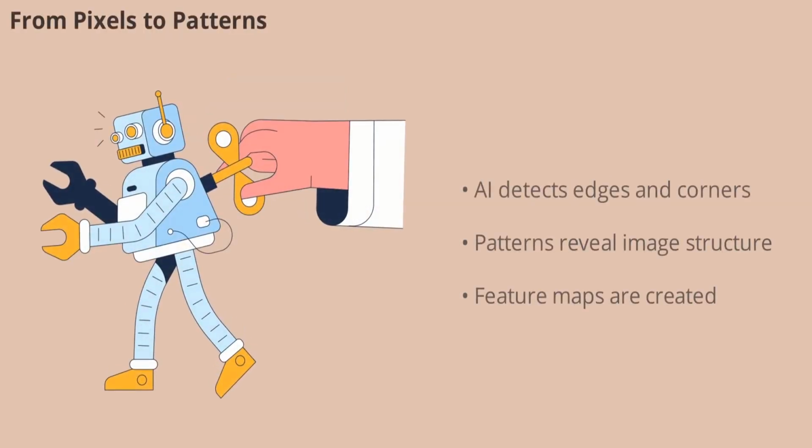Once the AI has the pixel grid, it begins searching for patterns. These patterns could be simple, like edges or corners, or more complex, like textures and shapes. The process starts with basic mathematical operations that highlight differences between neighboring pixels. For example, if there's a sharp change in color, it might indicate an edge. By detecting these changes, AI starts to build a map of important features in the image. This is the first step toward understanding what's actually in the picture.